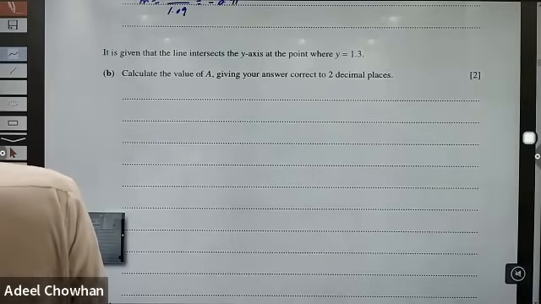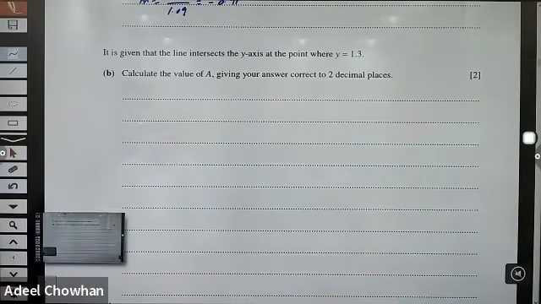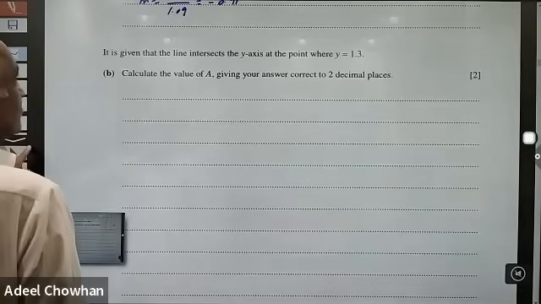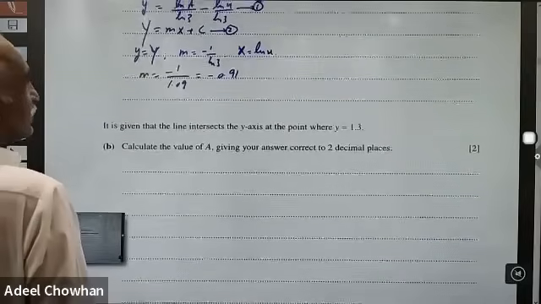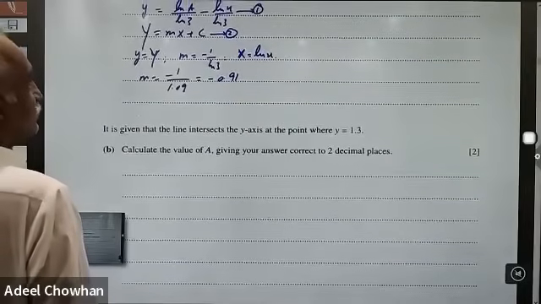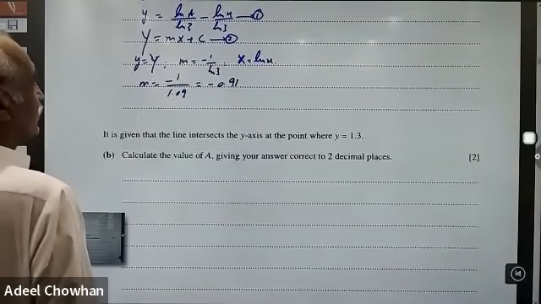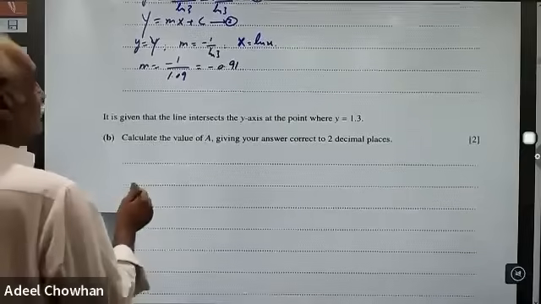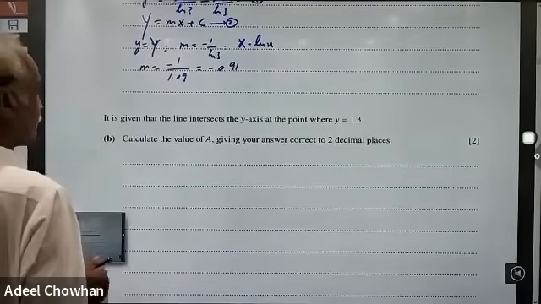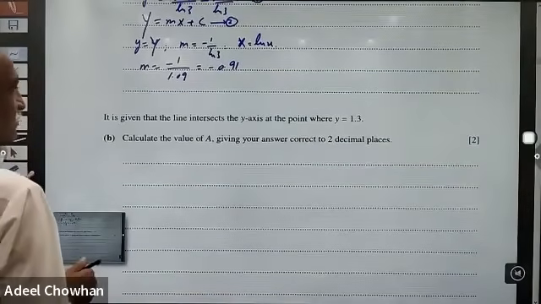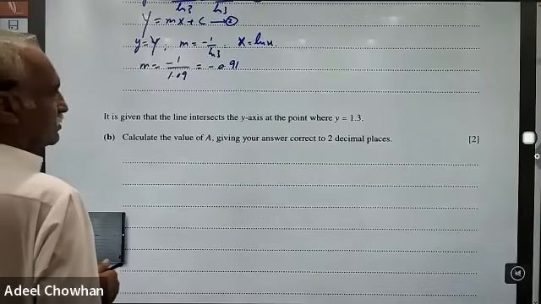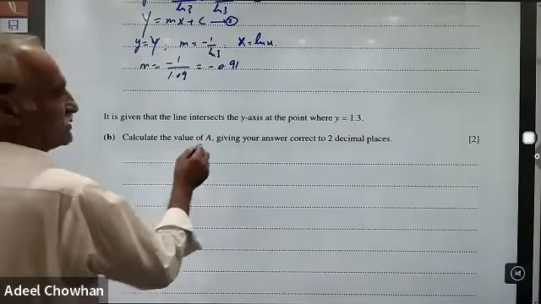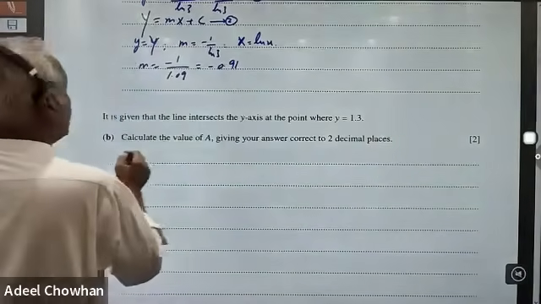It is given that the line intersects the y-axis at the point y is equal to 1.3. Calculate the value of a, giving your answer to two decimal places. So we have calculated the value of m there, and y is equal to mx plus c. So you can put the values into this. It intersects the y-axis at the point where y is equal to 1.3.